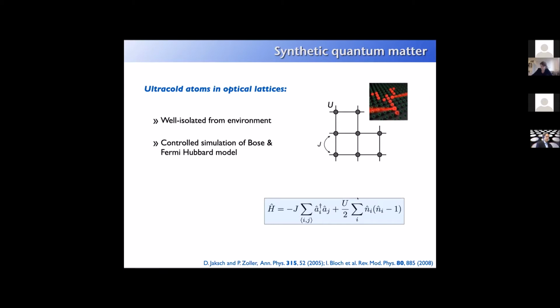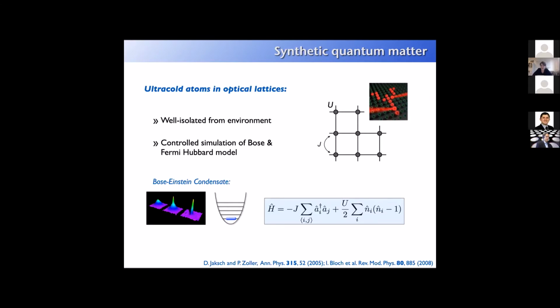And moreover, we start all our experiments by preparing a Bose-Einstein condensate that we then load into an optical lattice. So in order to understand the observables that I'm going to explain that we use to study the dynamics, it's enough to think about our system as a macroscopic wave function that is occupying the lowest energy eigenstate of the system. And then we are going to manipulate it and in some cases describe it in a semi-classical form.